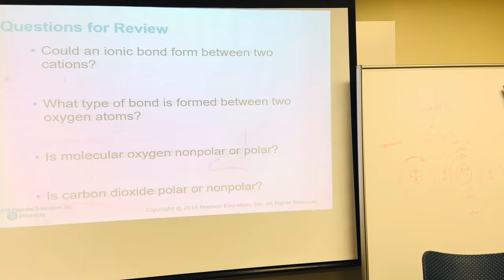Let's see. Could an ionic bond form between two cations? No, because positive and positive do not make a bond. Positive and negative make a bond, right? What type of bond is formed between two oxygen atoms? Covalent, polar or non-polar? Non-polar. They are happily sharing the electron. Is carbon dioxide polar or non-polar? Non-polar. They are happily sharing the electron.